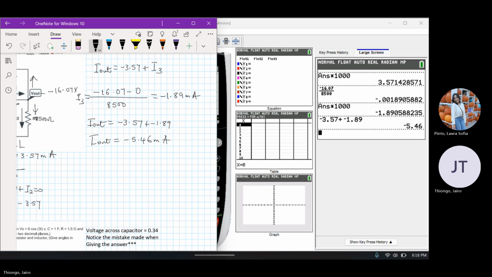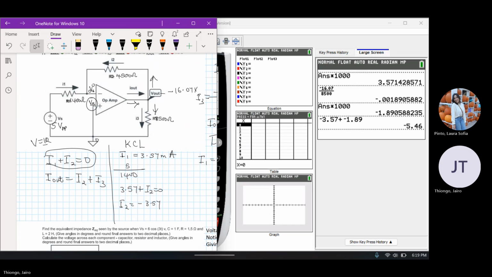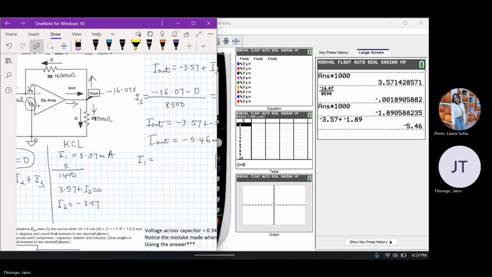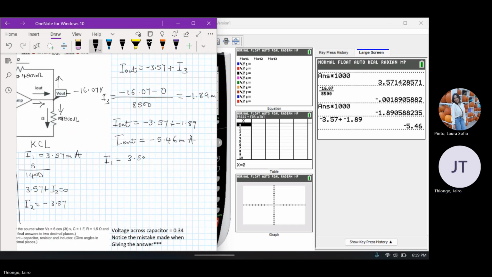milliamps. So I1 was, what was it? 3.57 milliamps. Our I2 was the negative of that, 3.57 milliamps. Our I3, just found it out, was minus 1.89 milliamps, and our I out is minus 5.46.